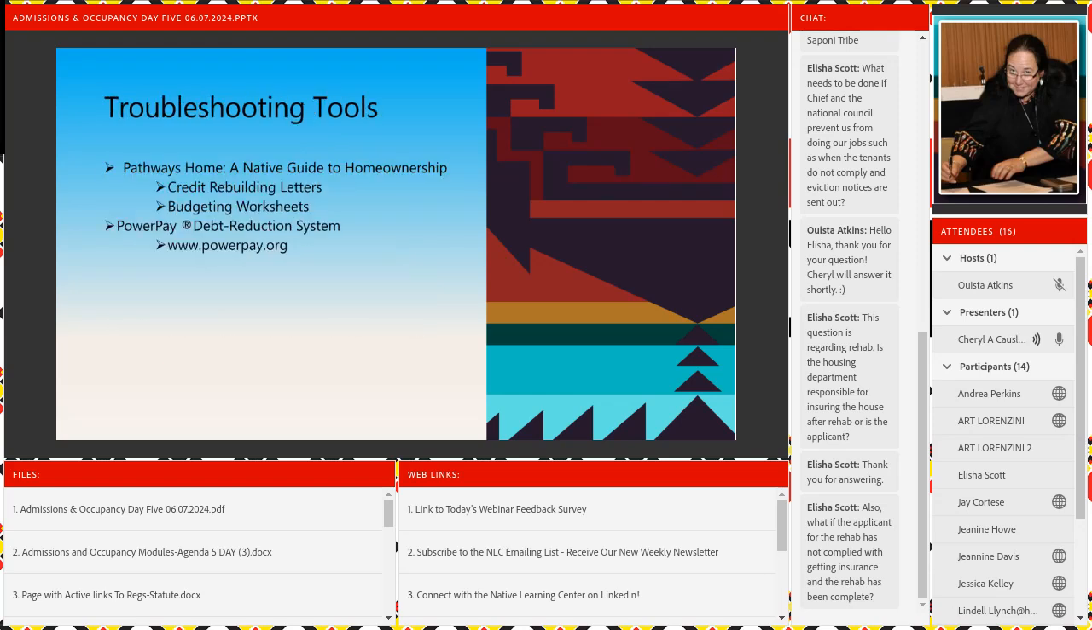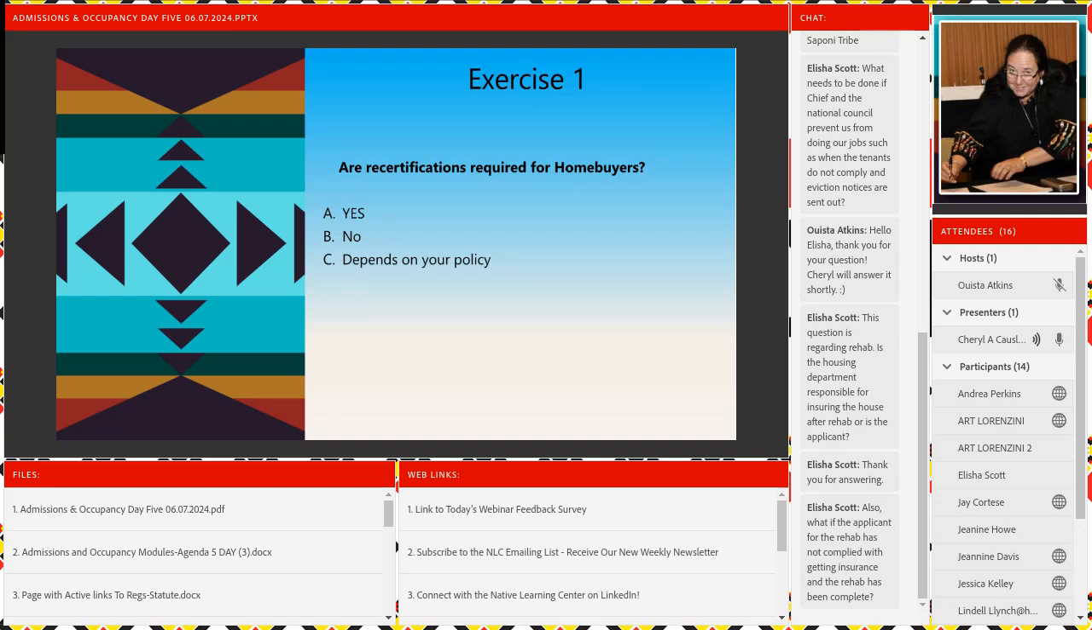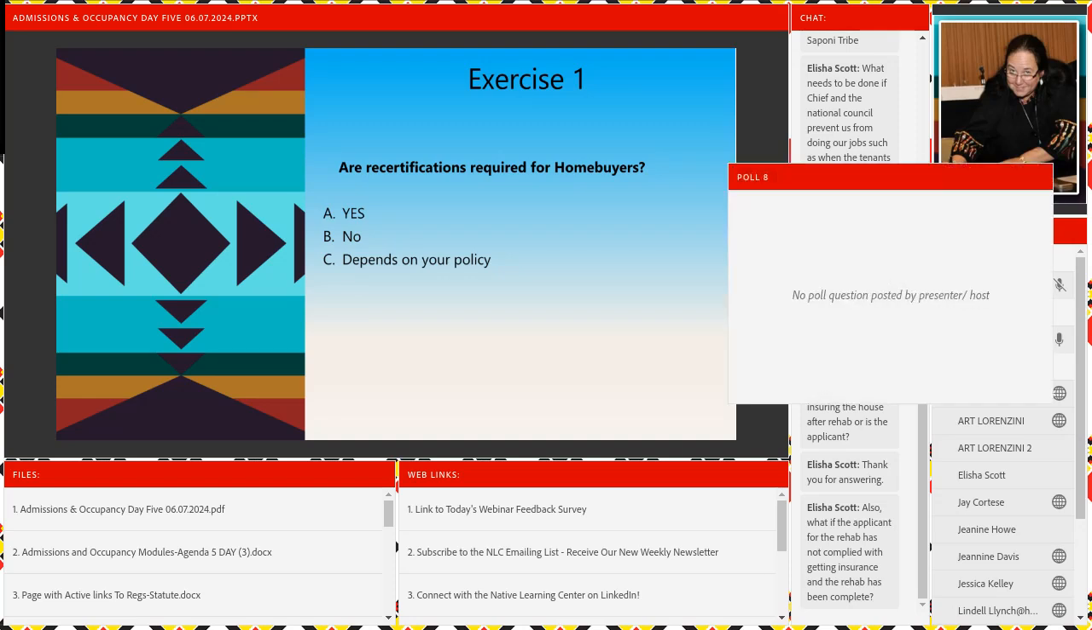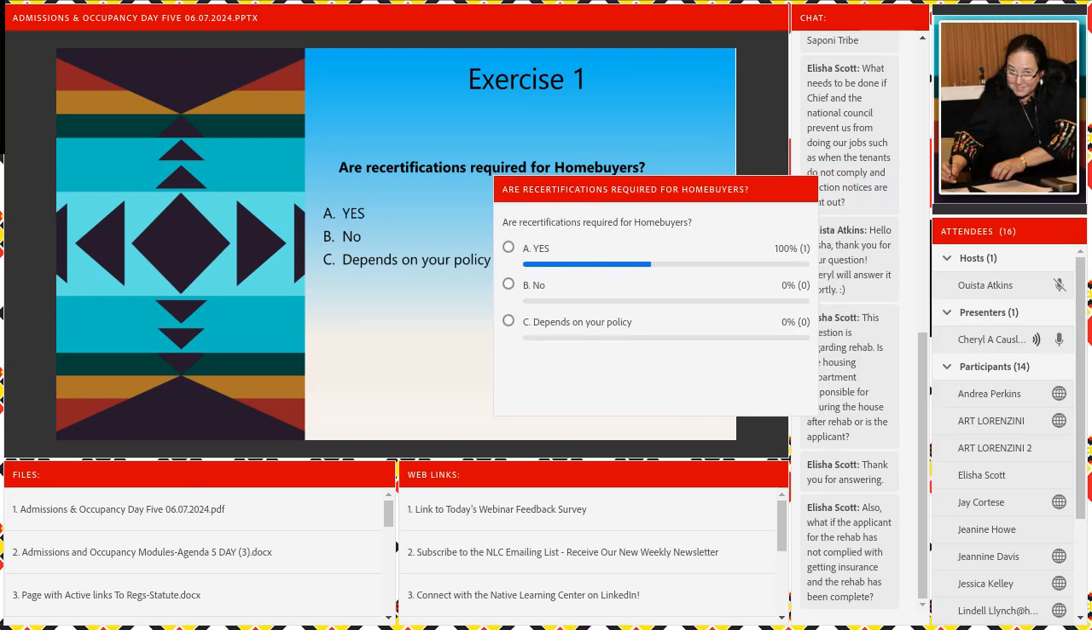Troubleshooting tools: there's something called Pathways Home, a native guide to home ownership. It's wonderful. There's credit rebuilding letters, budgeting workshops, and PowerPay debt reduction at powerpay.org. Okay. Are recertifications required for home buyers? Yes, no, depends on your policies.